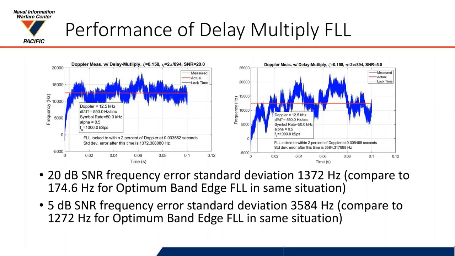So in this scenario here, we had to find a set of damping factor and loop bandwidth parameters that gave us a comparable locking time as we had with the band edge filter case. And we see that we have a very noticeable degradation in the standard deviation of the error in both high and low SNR when we make a comparison to what they were for the optimum band edge filter solutions.